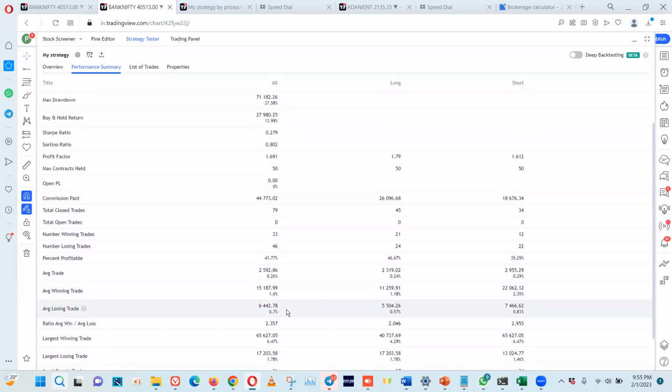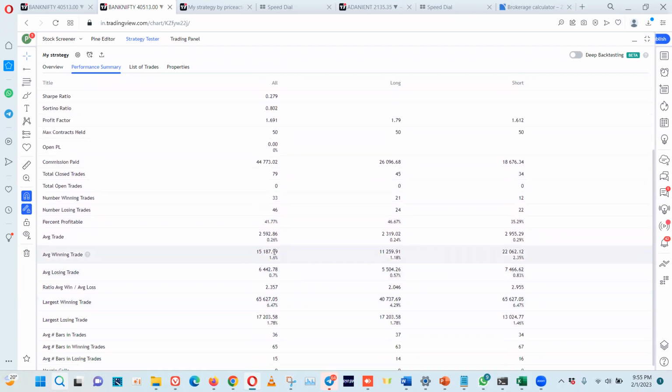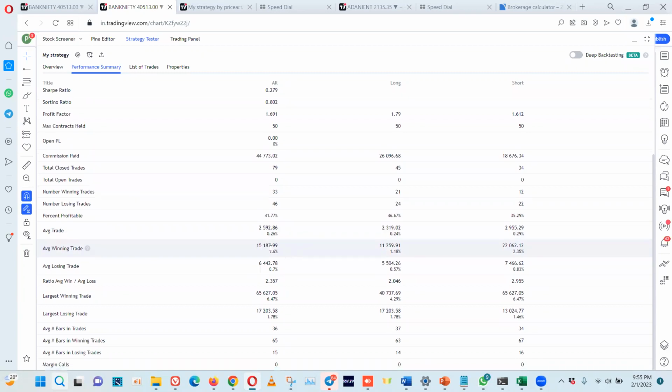Yes, so the winners are giving more profit. If we see the average winning trade, it is 15,187 and the average losing trade is 6,442. This is a trend following system, and it ends the trade only when the system says that the trend is not intact now. Therefore, profits are larger and losses are smaller.